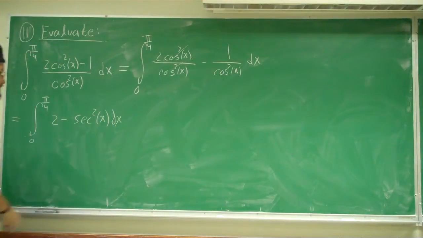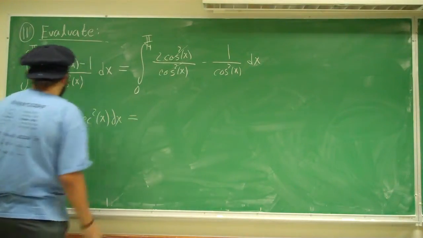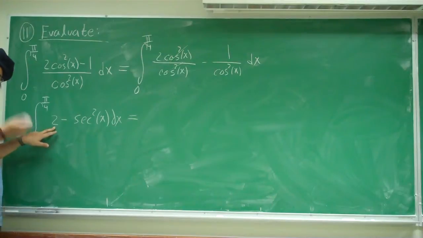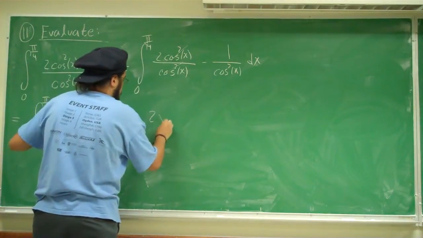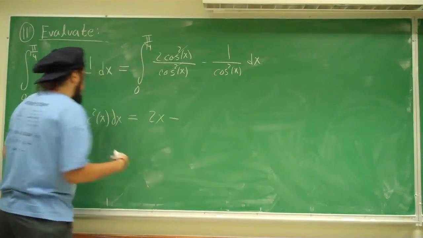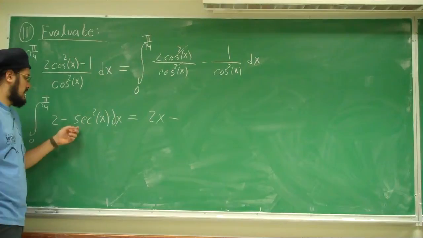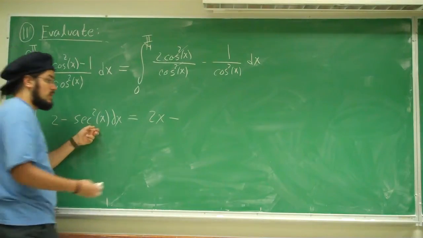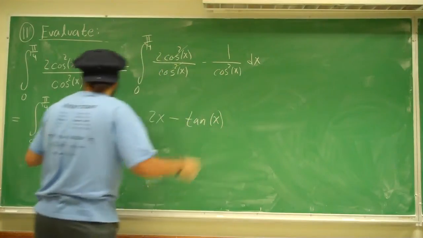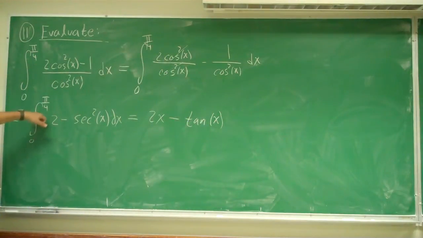Okay, so let's go ahead and find out what the integral of this is. So it's pretty much antiderivative. Find a function that when you take the derivative of that function, you get 2. Well, that function is 2x. So that's 2x, minus. Now find a function when you take the derivative of that function, you get secant squared. Well, that function we know is tangent of x. And that's it. But now we have to evaluate this from 0 to pi over 4.